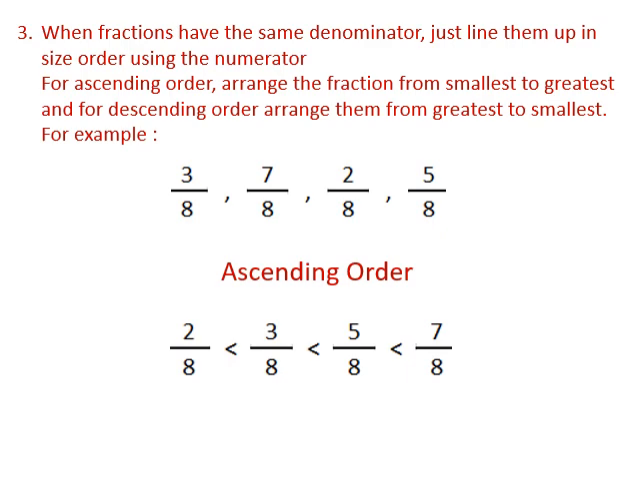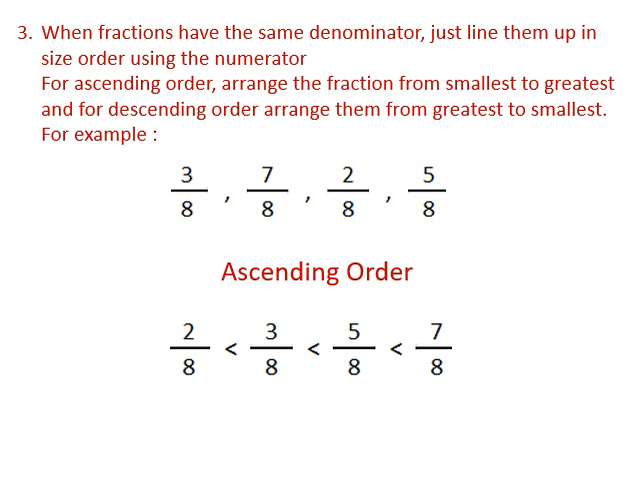Now, when fractions have the same denominator, how will you align them from smallest to greatest or greatest to smallest? So children, when fractions have the same denominator, just line them up in size order using the numerator. For ascending order, you will arrange the fractions from smallest to greatest number, and for descending order, you will arrange them from greatest to smallest number. Let's understand it through an example.